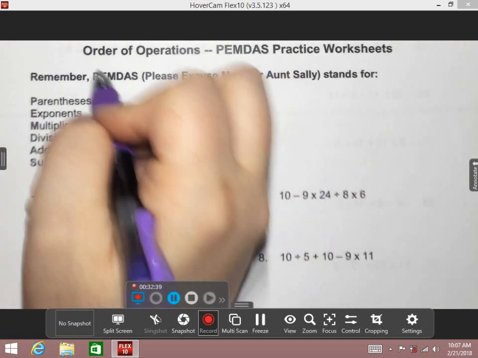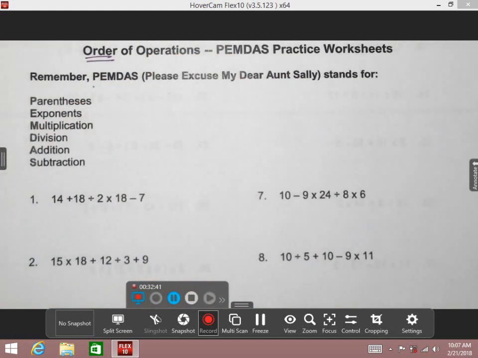Today we're talking about order of operations. All right, this should be a review from your 5th grade standards. Order of operations, does order matter? Clearly, because it's the order that you do your operations in.